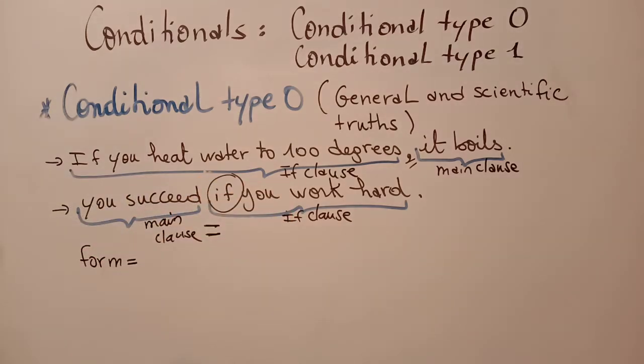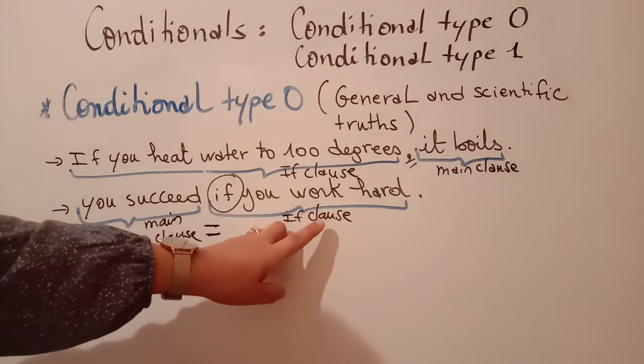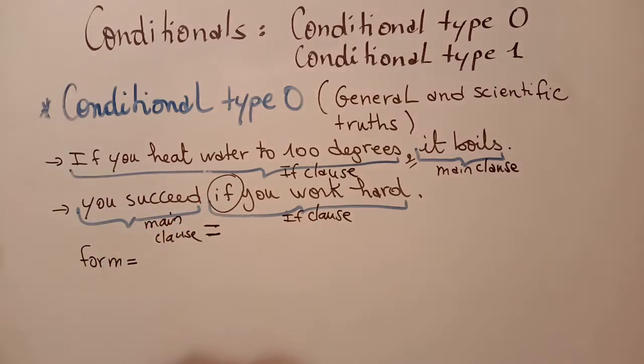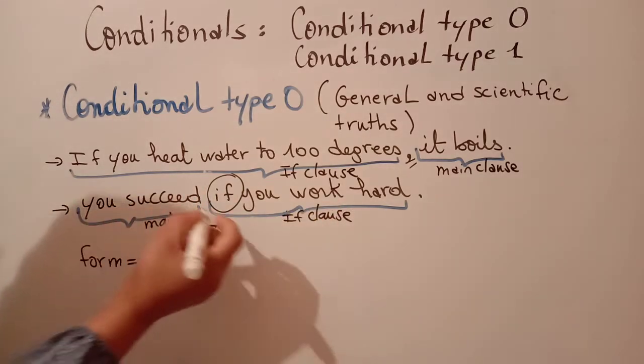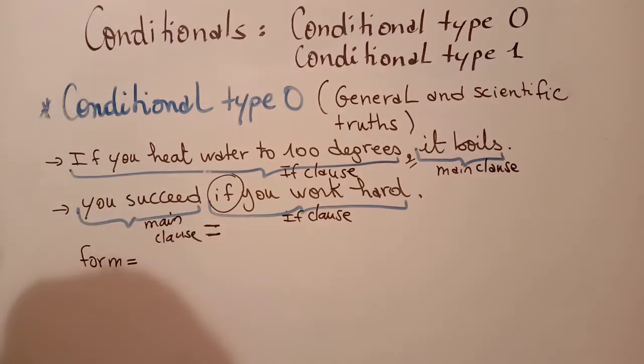Another example, you succeed if you work hard. It is generally approved that when people work hard, they succeed, which means that hard work equals success. So on this basis, conditional type 0 is used.